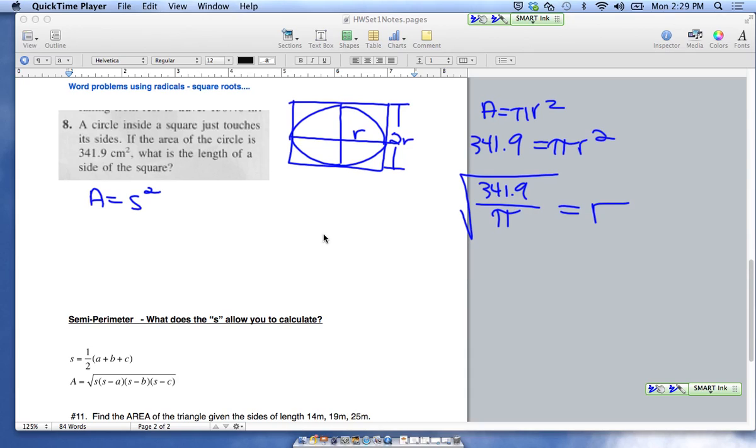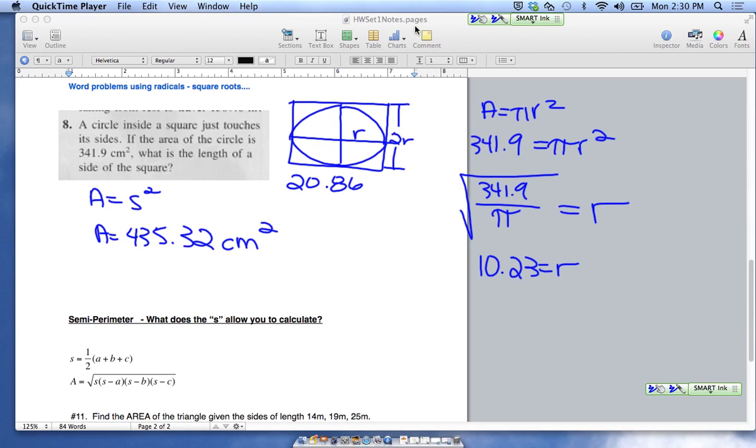That gives you radius. I rounded to 2 decimal places, and I have 10.23 as my radius. That means a side of my square, just doubling that number. One side of the square is 20.86, and the area of the square will be 435.32 centimeters squared. So just using the square root property, getting used to using radicals again, that's what this chapter is all about.